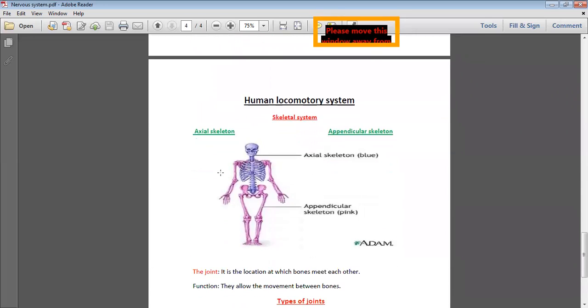Now, the human locomotory system, we said the locomotory system is a system that is responsible for movement, and locomotory has the skeletal system and the muscular system, and we are focusing only on the skeletal system. Now, the skeletal system is made up of the axial, here with the blue, it is the skull, the rib cage, and the backbone, okay? Axial skeletal system: skull, rib cage, and backbone, okay?